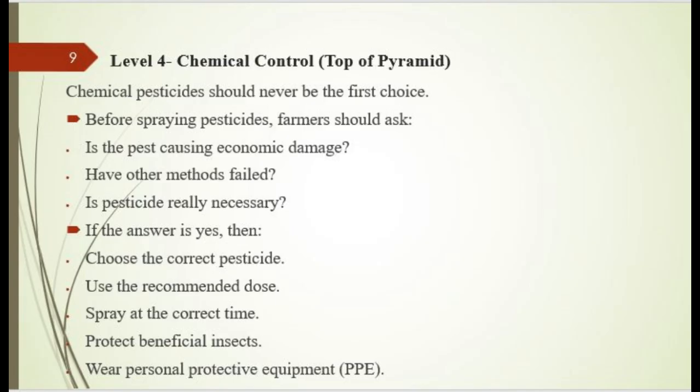Example: suppose a tomato field has only 2 whiteflies. There is no need to spray. But if thousands of whiteflies are damaging the crop and other methods fail, chemical control may be necessary.